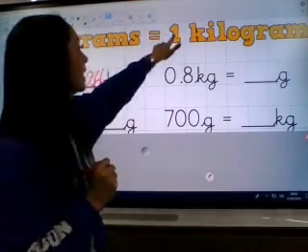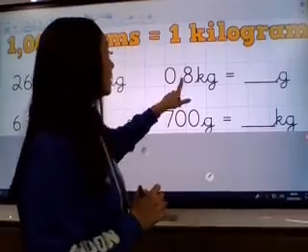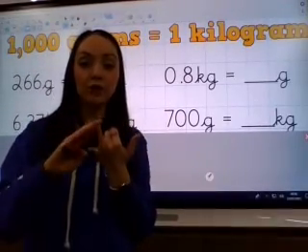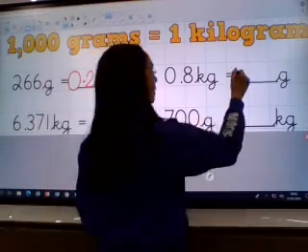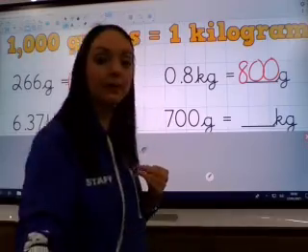This one then, we're going from kilograms to grams. So we are multiplying this one by 1,000. So if we multiply 0.8 by 10, it would be 8. By 100, it would be 80. By 1,000, it would be 800 grams.